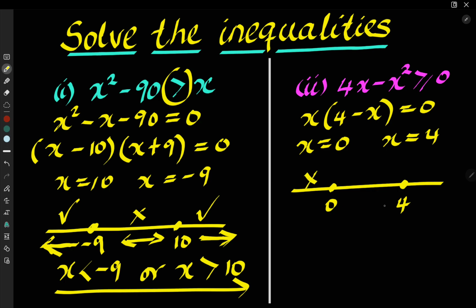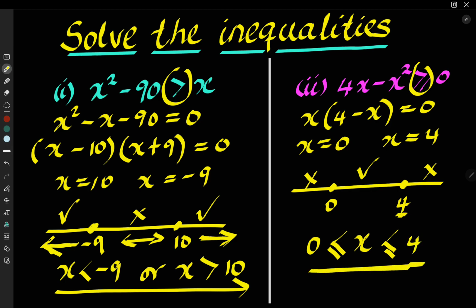Then we come here in between 0 and 4. We take a value of 2. So if we put 2, that will be 8. 8 minus 4 is greater than 0. Yes, that is true. Then we just take a value of 5 here. If it is 5, then we put 20 minus 25, that will be a negative 5. Is negative 5 greater than 0? That is false. So then your answer lies between 0 and 4. So x will be greater than or equal to 0, because this has got an equal to, and also less than or equal to 4. And that is how you solve that inequality.